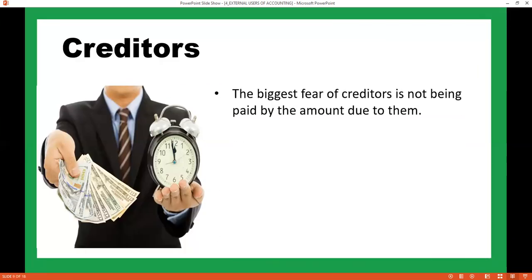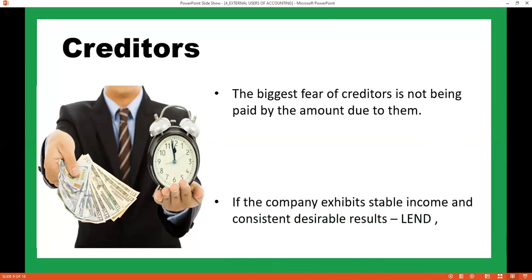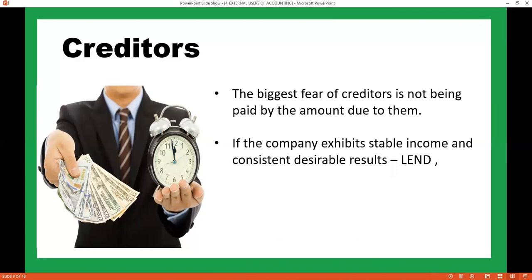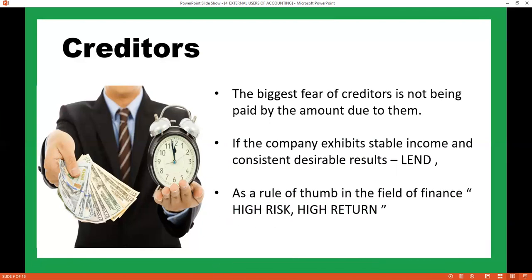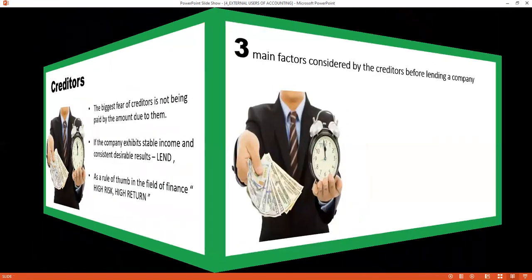In addition, the biggest fear of creditors is not being paid the amount due to them. So mahirap din kapag hindi sila nababayaran. If the company exhibits stable income and consistent desirable results, the creditors will lend their money. As a rule of thumb in the field of finance, high risk, high return. So ito yung sinusundan naman. Kapag mas consistent yung income kasi ng business, mas malaking chance na magpapahiram yung mga creditors.